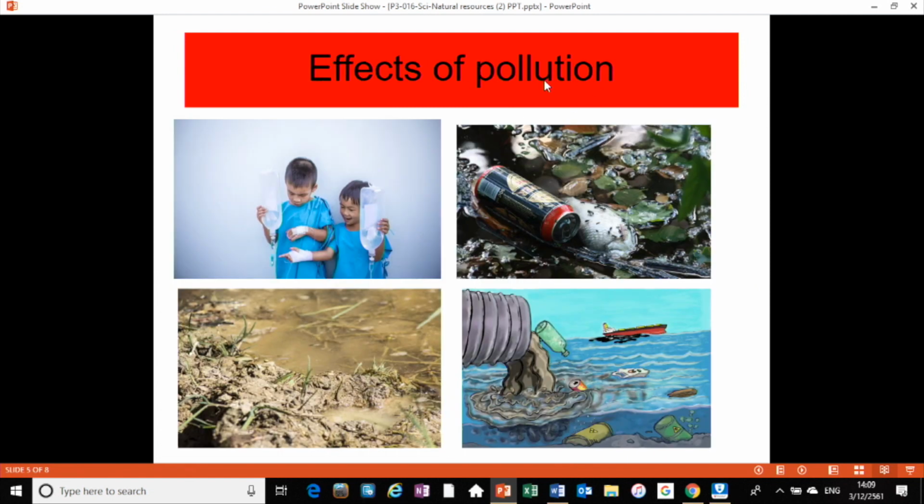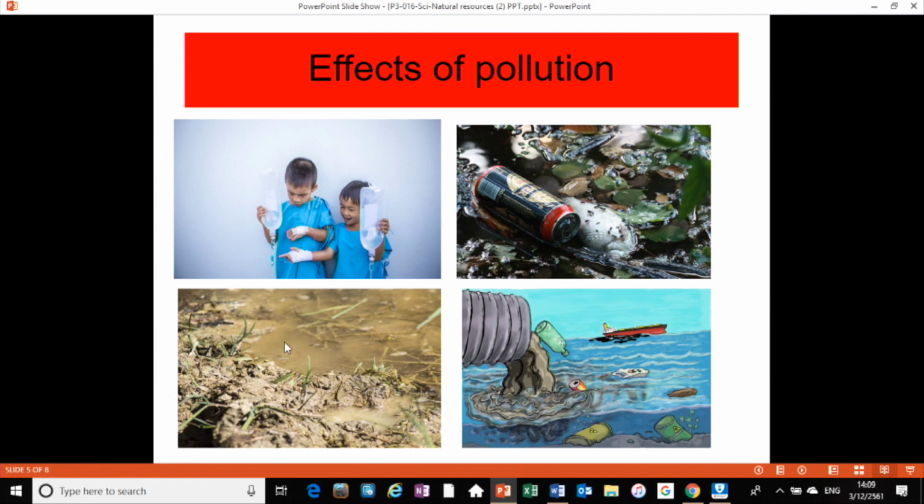Effects of pollution. You see here? These children, they're not well, they're sick because they live near pollution. Pollution is bad for your health. And look here, what can you see in this picture? What's happened to the fish? It died because the pollution got into the water. So not only is it harmful for humans, it's harmful for animals too.